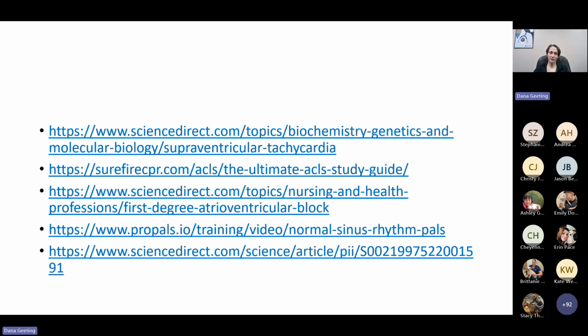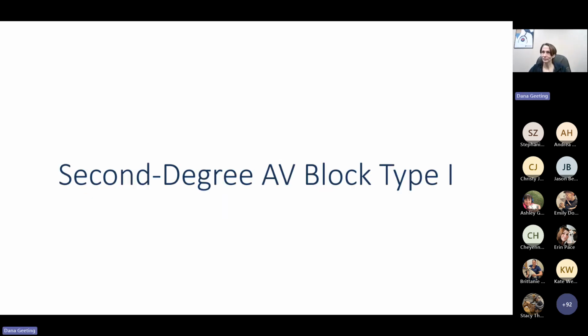And then these are just where we got everything. Does anyone have any questions? Do you have any tips for when you get into the different types of blocks, to help? Yeah, blocks are hard.